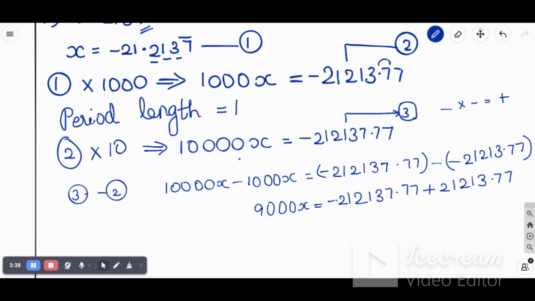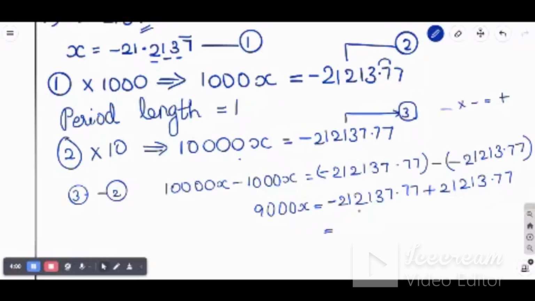Now, how will you do this? You have got a minus here and a plus here. It's simple. We just have to subtract these two and put the symbol of the bigger number, right? So which is the bigger number here? 21,213 is the bigger one, so I am taking it as minus.